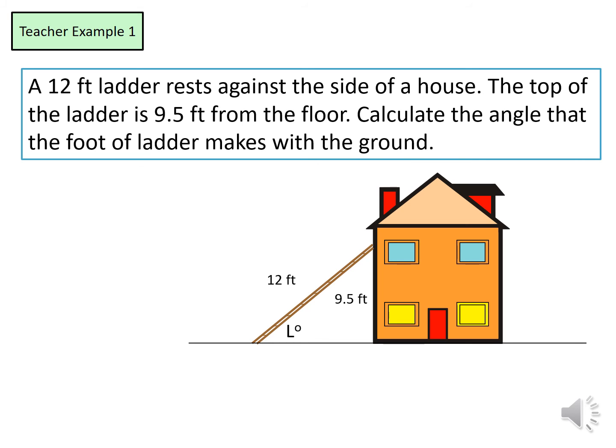Alright guys, first things first, you need to highlight the key information, because not all the time the sketches will be there for you. A 12-foot ladder rests against the side of the house. The top of the ladder is 9.5 feet from the floor, and as you can see, the sketch is drawn for you already. We need to work out the angle the foot of the ladder makes with the ground.